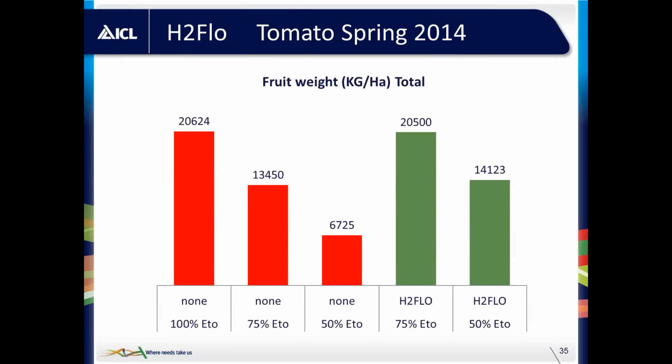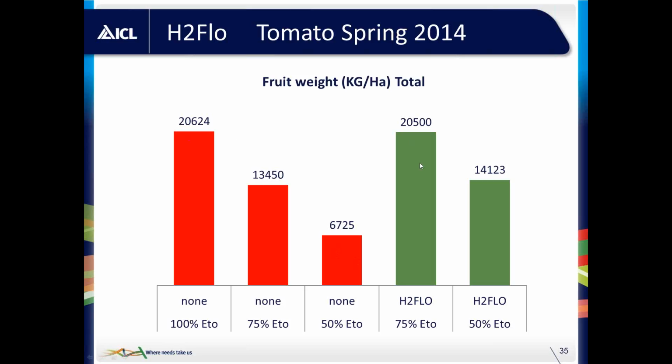And this slide shows you very clearly what's happening. So this is the fruit weight, kilograms per hectare total. You can see with 100% irrigation, no H2Flo, you're running at this level, so 20,600. As soon as you start to drop the water, so this is down at now 75% and then down to 50, you can see a very clear correlation and a drop in the yield of the crop.